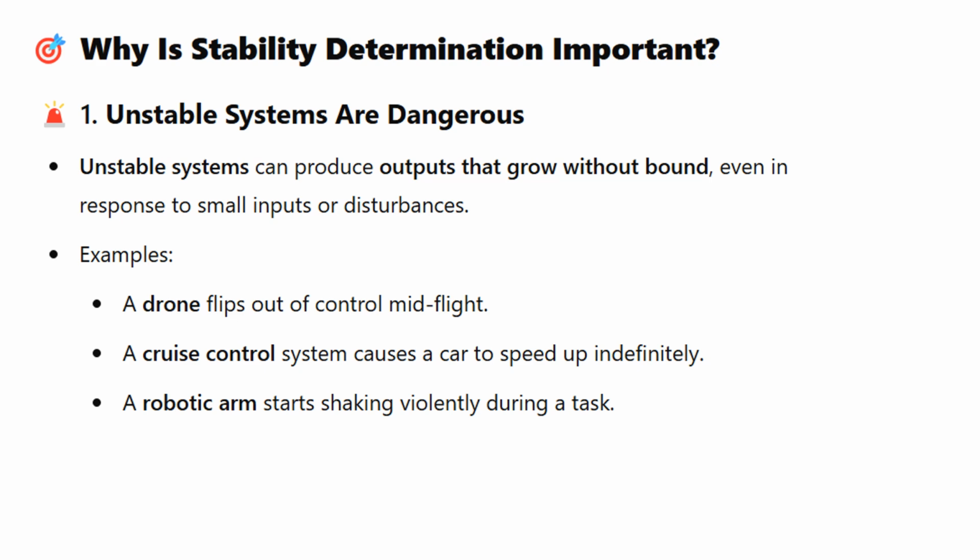Well, unstable systems are dangerous. Unstable systems can produce outputs that grow without bound, even in response to small inputs or disturbances. For example, you could have a drone that flips out of control mid-flight. You could have a cruise control system that causes the car to speed up indefinitely. Or you could have a robotic arm that shakes violently during a task and breaks something or hurts somebody.